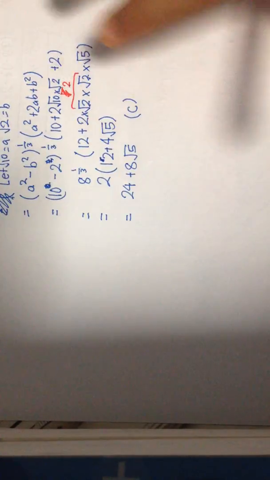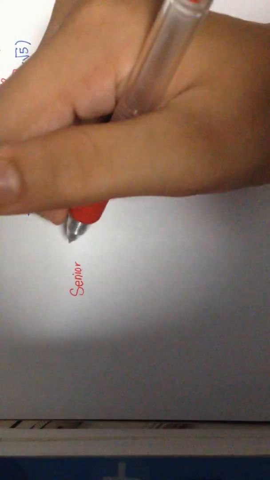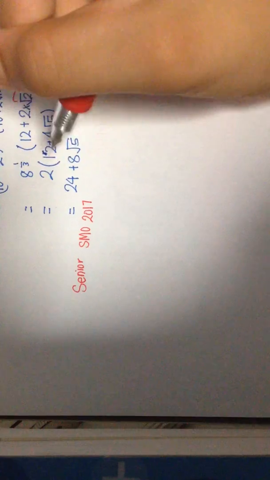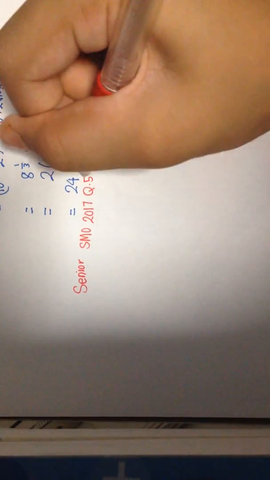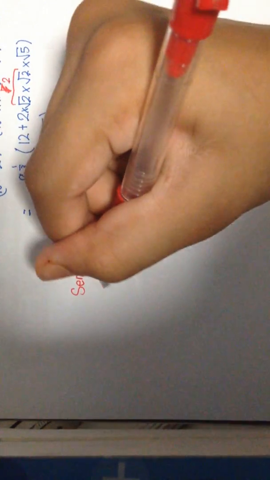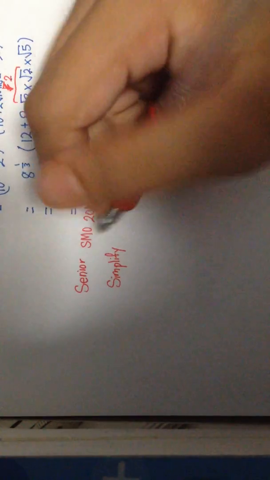Okay, let's go down. Now this is senior round also, senior 27. This is question SMO 2017, question number 5. The question is, simplify this.